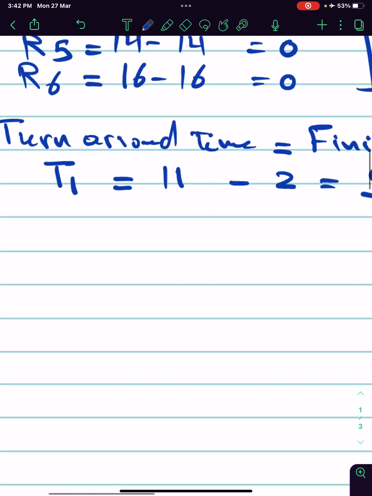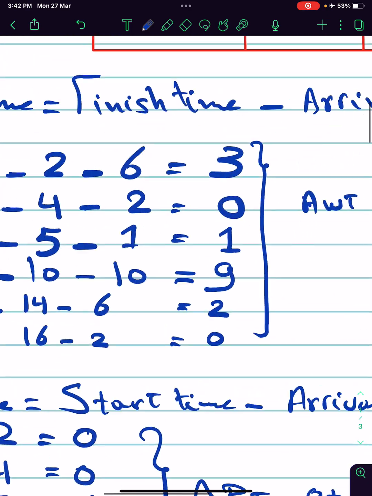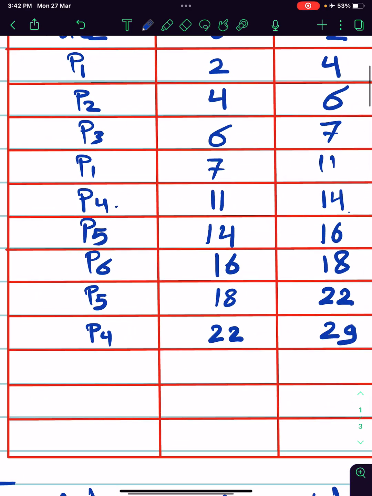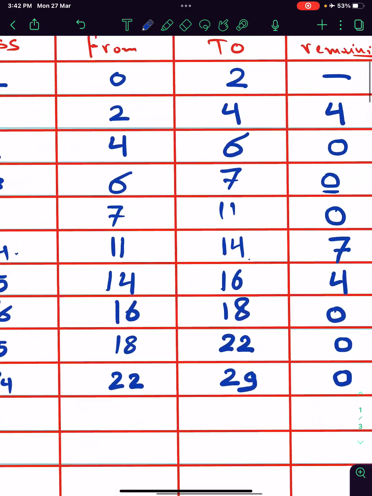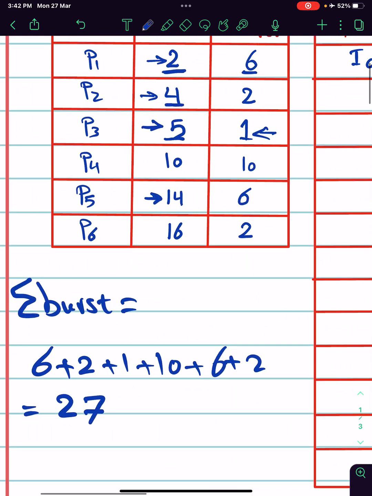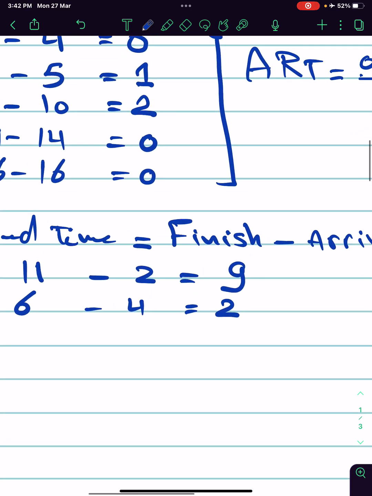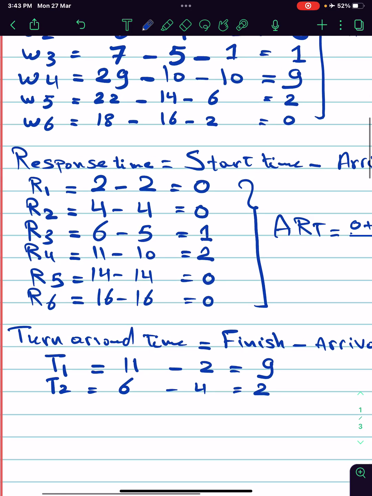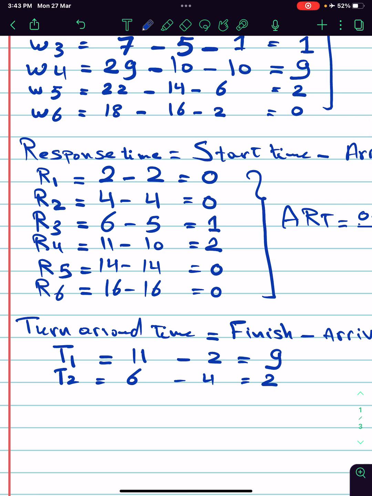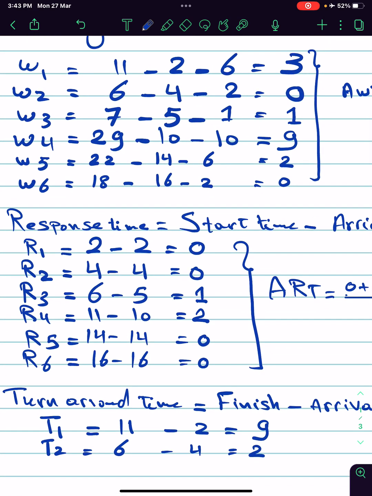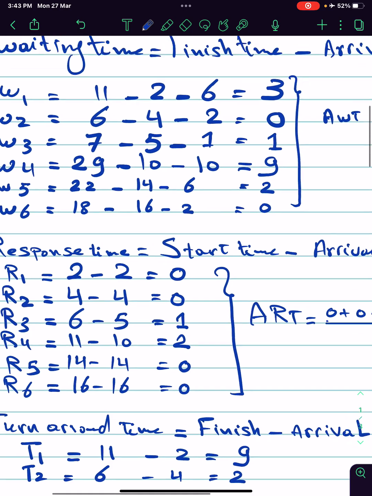Okay, how about turnaround 2? Turnaround 2 for process 2. Process 2 finished at time 6, and it arrived at time 4. So 6 minus 4, that's a 2. That's why the waiting time of process 2 is 0, as you can see, because the turnaround is the burst, right?